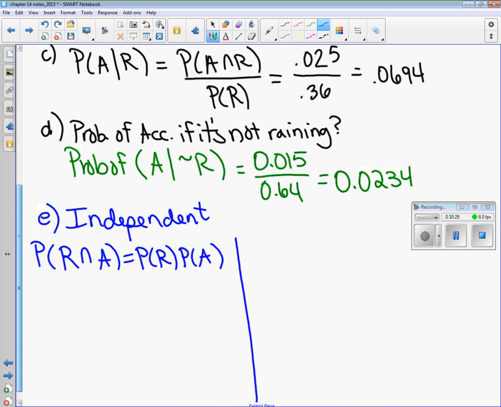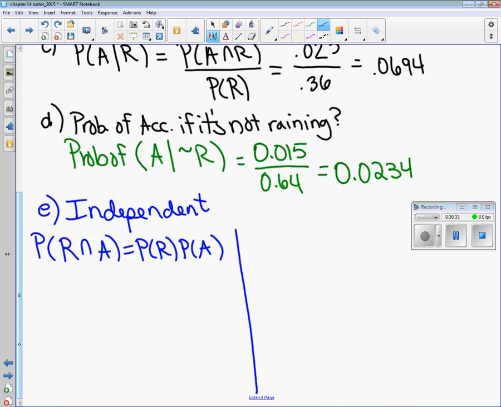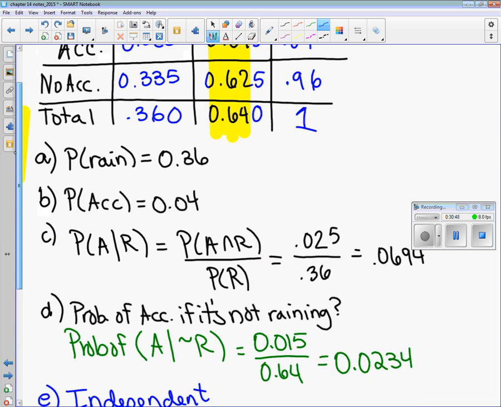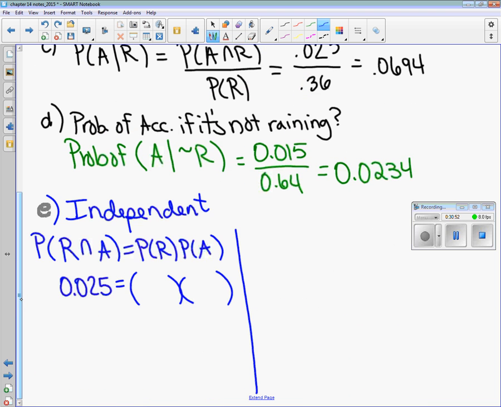What's the probability of rain and accident? Rain and accident is 0.025. Do you agree? So, you should write this down, 100%. This is going to show up on your test or your quiz next week, 100%, guaranteed. You will answer this question. What's the probability of rain? Looking back up here, probability of rain is 0.36.